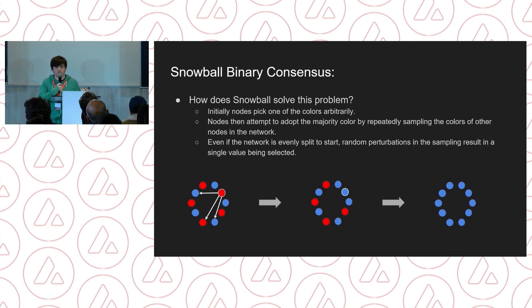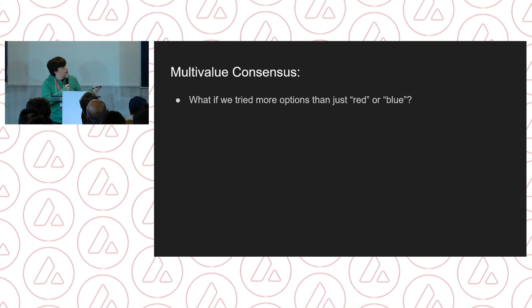Now, what happens when you try to do multiple values? We've actually seen some different implementations attempt to do this form of consensus, where basically rather than just selecting between two options, I don't know where I need to point this thing.